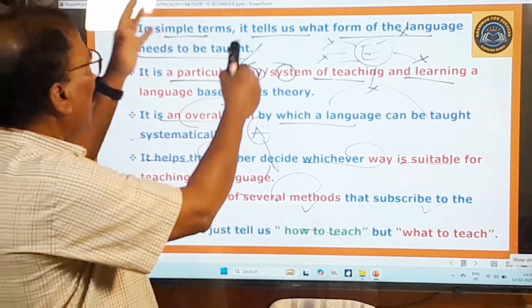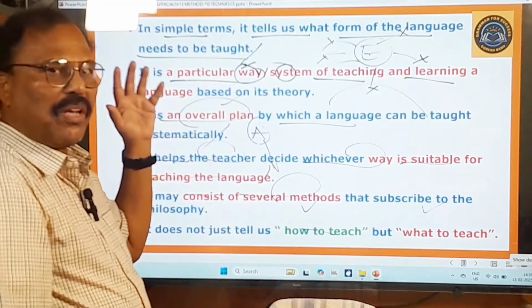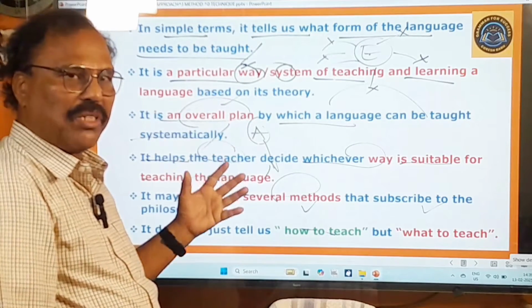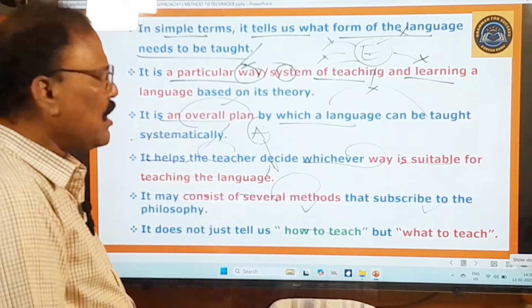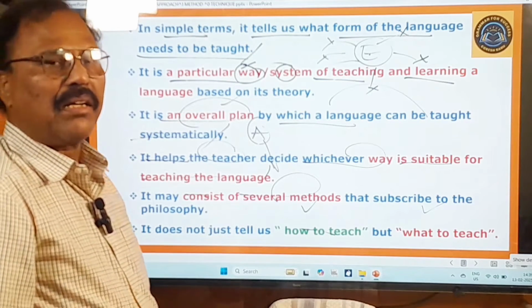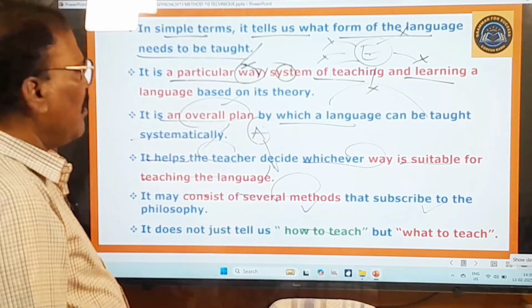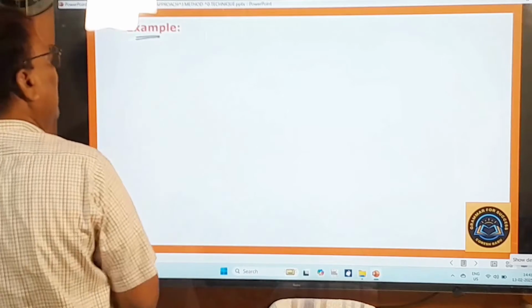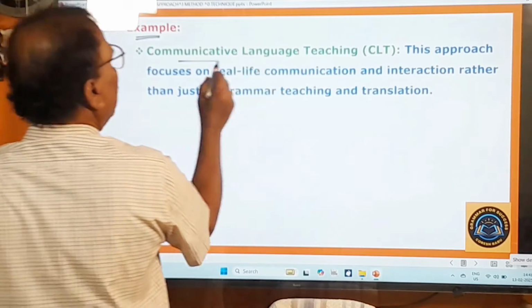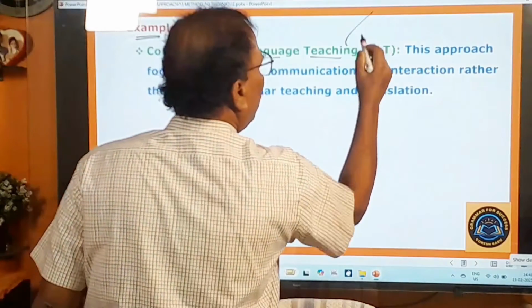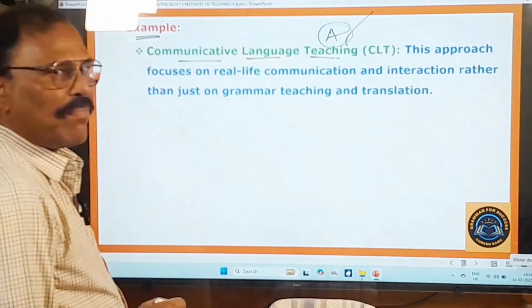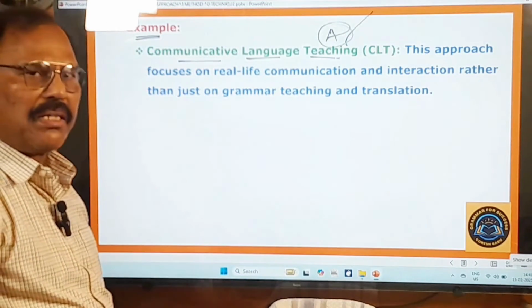So this is all about this approach. This is a beautiful aspect. Now, if you get any idea about this, it would be better. Okay, now let's move on to learn about the second concept of the pedagogy. Some examples are given here. What is that? Communicative language teaching. This is one approach. Many approaches are there. This is one of them.